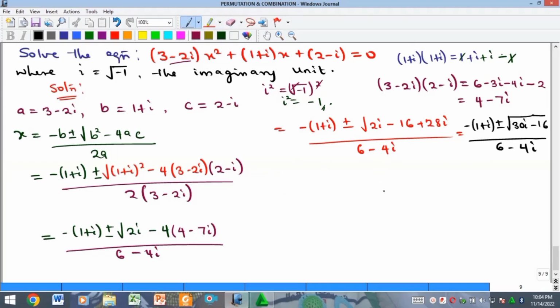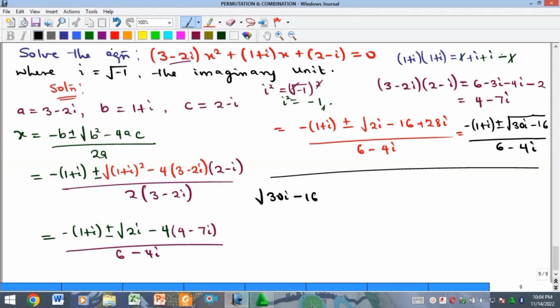So we are going to rectify this, evaluate it first, and then bring the value here to be able to get our final answer. So let's try to evaluate our square root of 30i minus 16. And how do we do that?